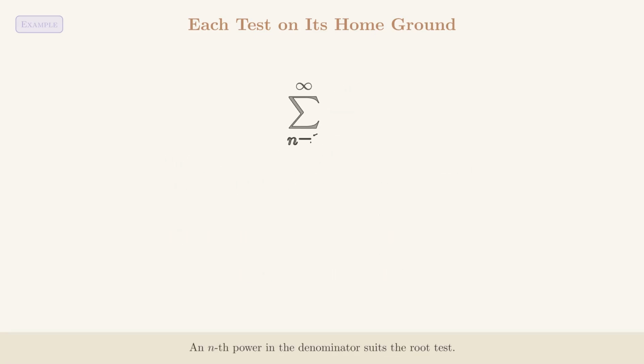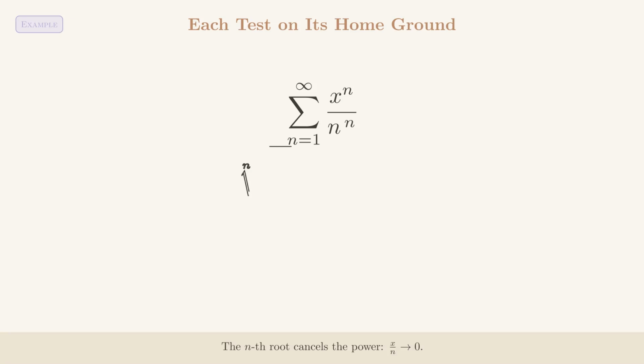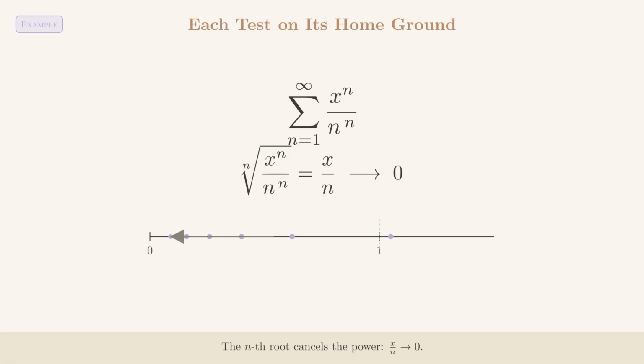Now the series whose terms are x to the n over n to the n, again, where x is any positive number. Recall the root test. If the upper limit of the roots is below 1, the series converges. The nth root cancels the nth power exactly, leaving x over n. For any fixed value, this tends to 0. Again, the roots fall below 1, in fact, all the way to 0, so the root test gives convergence for every positive number we choose.